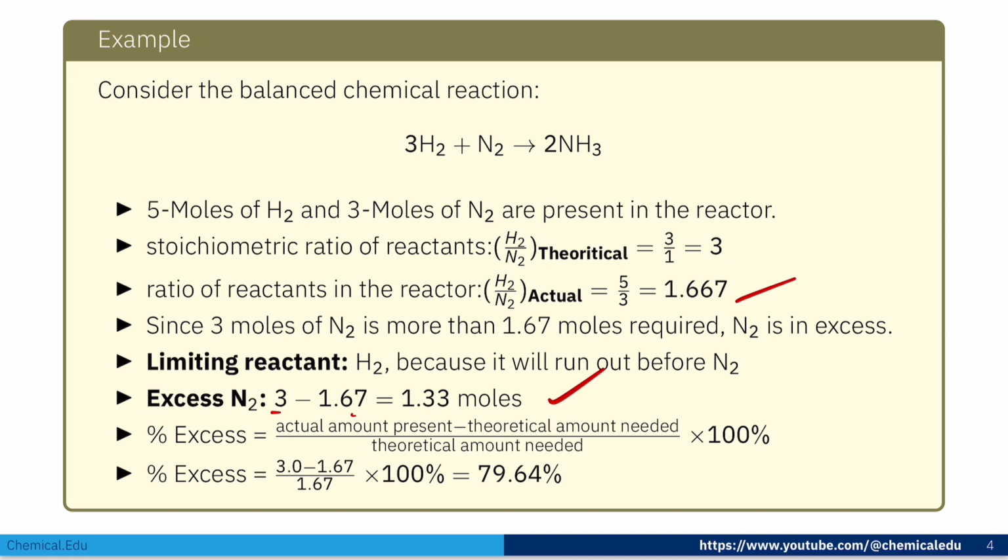Now how do we calculate the percentage excess of the reactant? We already know the definition, and here I have already written it: actual amount present minus theoretical amount needed, divided by theoretical amount needed, times 100%. Now we plug in all these values. Actual amount is 3, theoretical amount needed is 1.67. Now if I do the calculation, we will get 79.64%.